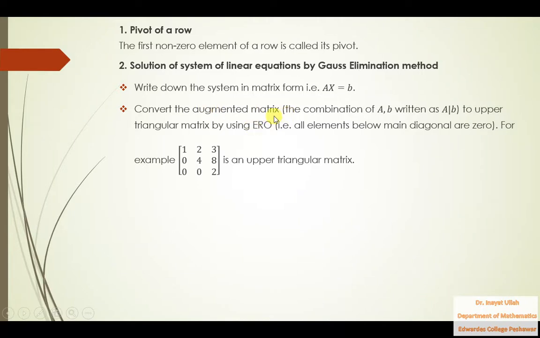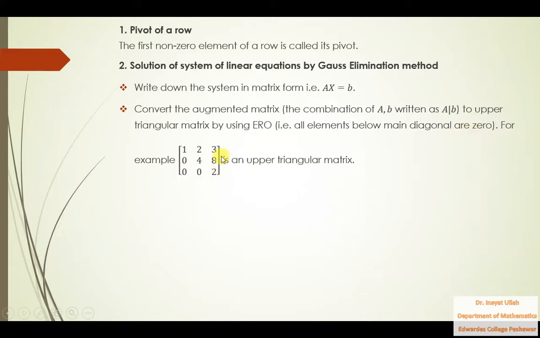What is the augmented matrix? The combination of A and B, which is written in this form, A slash B or A dotted line B. This is called the augmented matrix. So we will convert this augmented matrix to an upper triangular matrix by using elementary row operations. What is an upper triangular matrix? All elements below the main diagonal are 0.